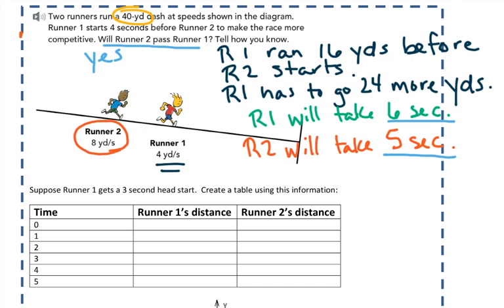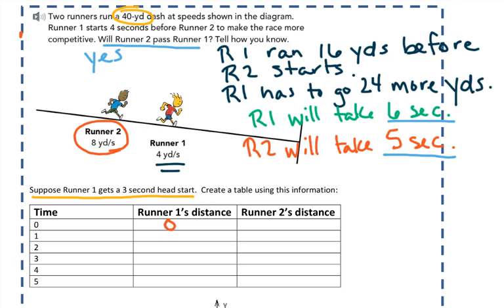Alright, now we have a new scenario. Suppose runner 1 gets a 3-second head start. We are asked to create a table using this information. Alright, so at time 0, we're going to use colors here. So if you have the ability to grab colors, that would be good. If not, you can just use your pencil. But I'm going to put runner 1 in red, and at time 0, runner 1 has not run anything. Runner 1 gets the head start, so as soon as time starts, he starts running.